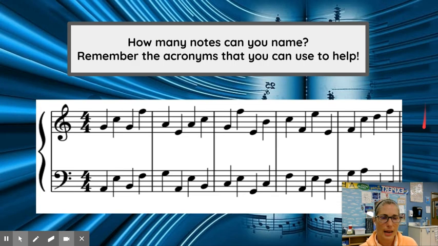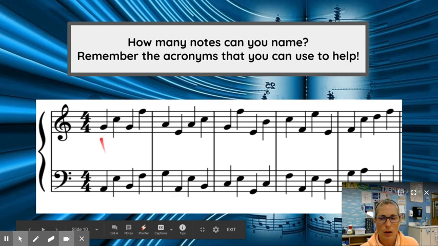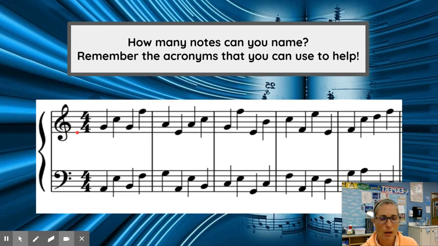So on this slide, when you're looking at it on your own, you can look at what line or space are you on, what clef are you in, and think about your acronyms. So for instance, here is a note in the treble clef. It's on the second line. And for lines, we remember every good boy deserves fudge. That means that is G.